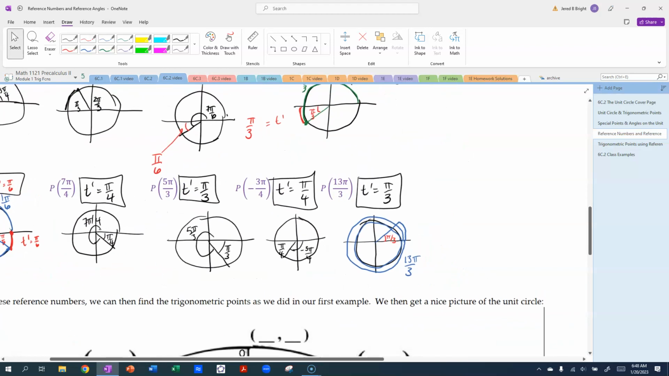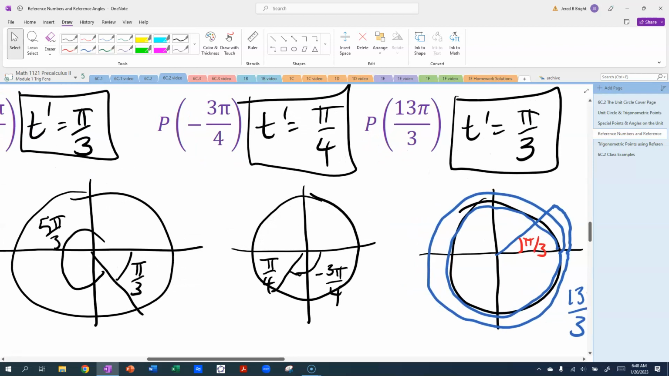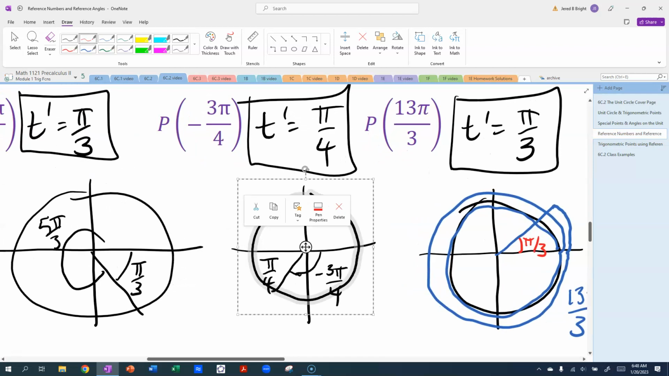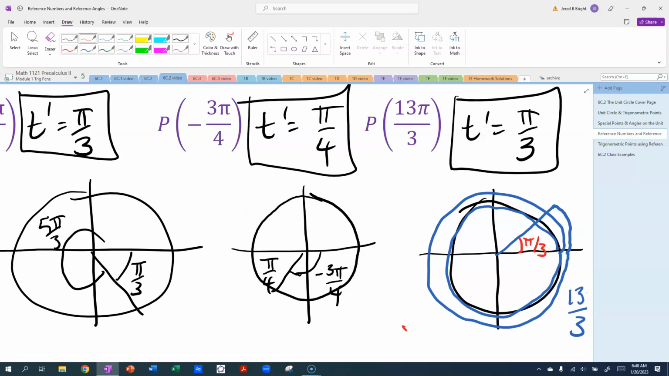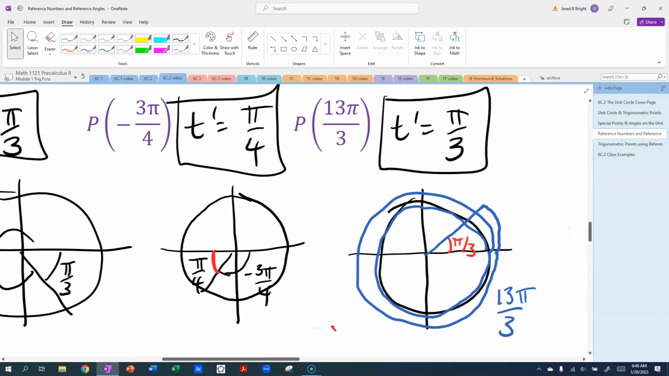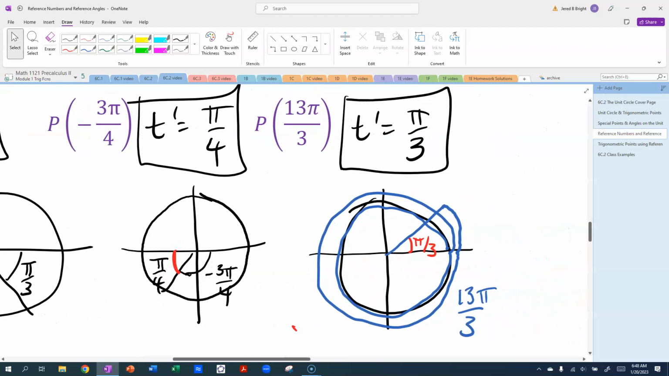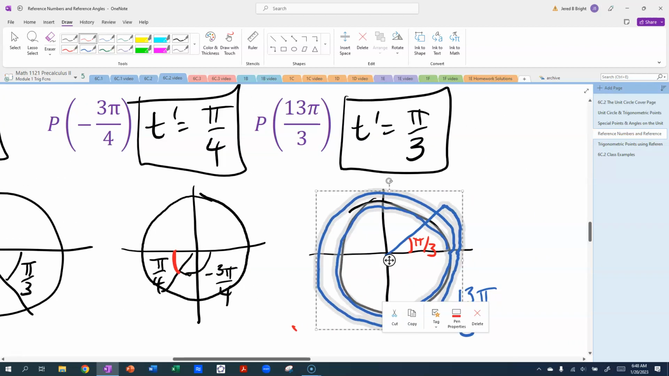Okay, so in the last two, we can have a negative arc length, right? That just means we go clockwise instead of counterclockwise. So I went negative 3/4, ended in quadrant 3, and then again in here that would be the shortest arc to the x-axis, which has a reference angle of pi over 4, meaning the reference number is pi over 4. The last one I really liked because you actually wrap around the circle twice.